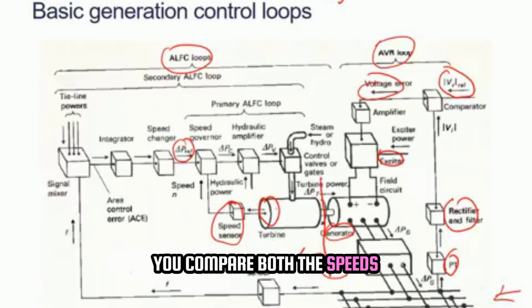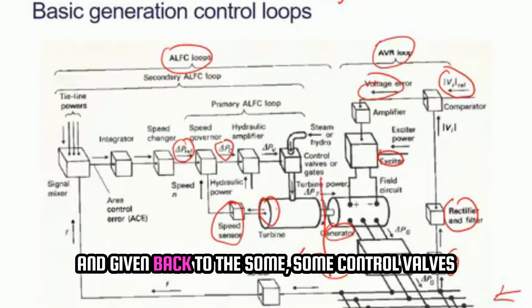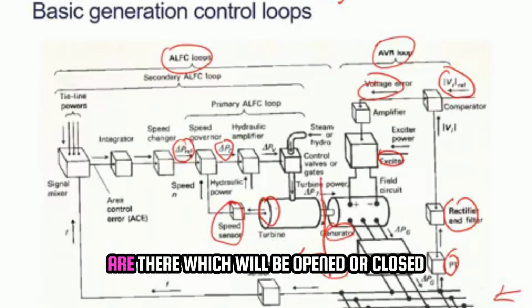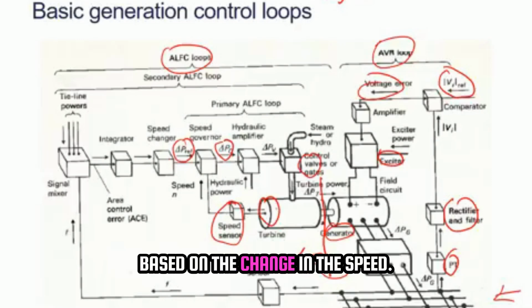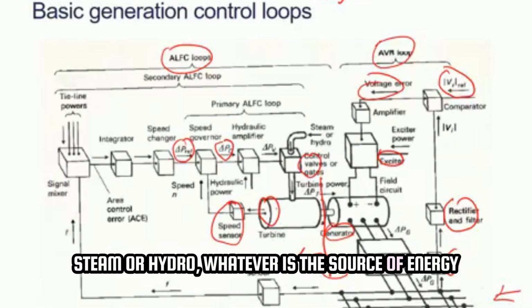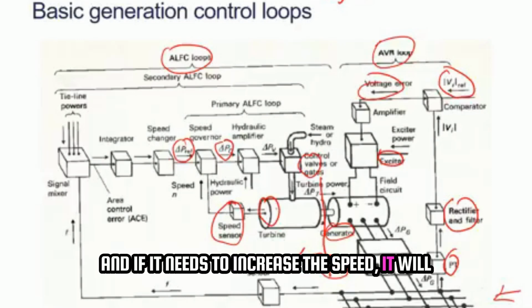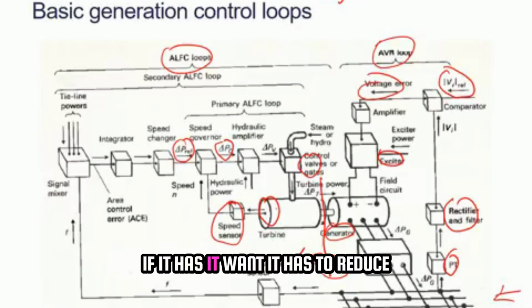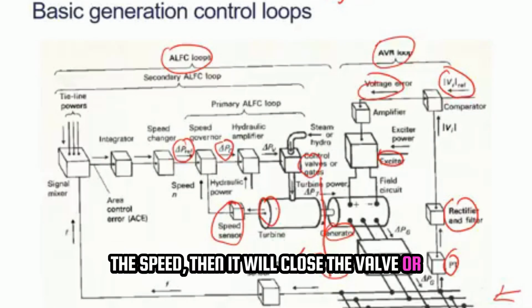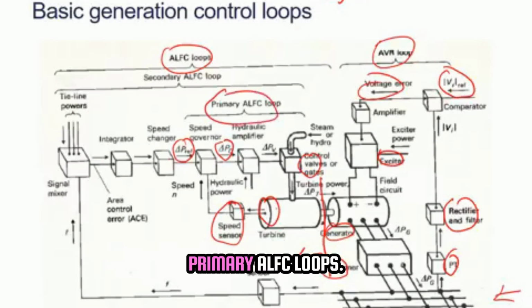You compare both the speeds and the power set points, then you get a power difference, and this power difference is amplified and given to control valves, which will be opened or closed based on the change in the speed. Then more steam or hydro, whatever is the source of energy for this generator, is given to the turbine. If it needs to increase the speed, it will open the valve. If it has to reduce the speed, then it will close the valve or open the valve only slightly. So this step is known as the primary ALFC loop.